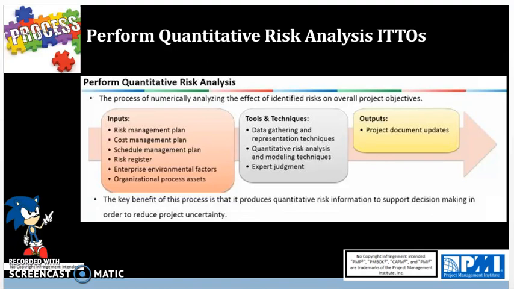Then you have OPAs, organizational process assets. These are policies that assist in quantitative risk assessments, such as templates, formulas, and risk ratings. Next, for tools, we have data gathering and representation techniques. This could be in the form of interviewing, going and asking questions to draw on experience and historical data to quantify the probability and impact of risks on project objectives.